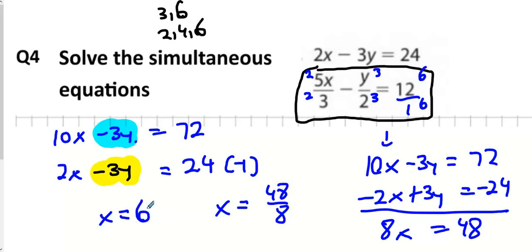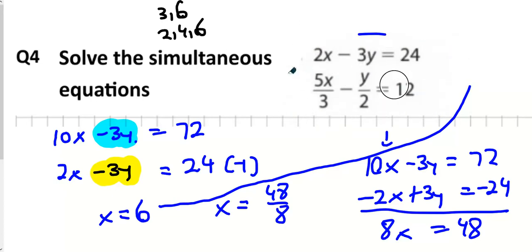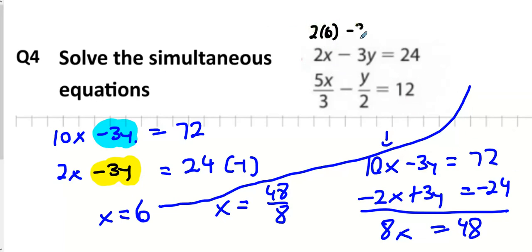and then we're going to get our x value of 6. Grab this x value of 6 and choose one of the original 2 equations. I'm going to choose the top one. So anywhere we see the x, we're going to replace it with 6. So it's technically 2 times 6 minus 3y equals 24. That's 12 minus 3y equals 24.